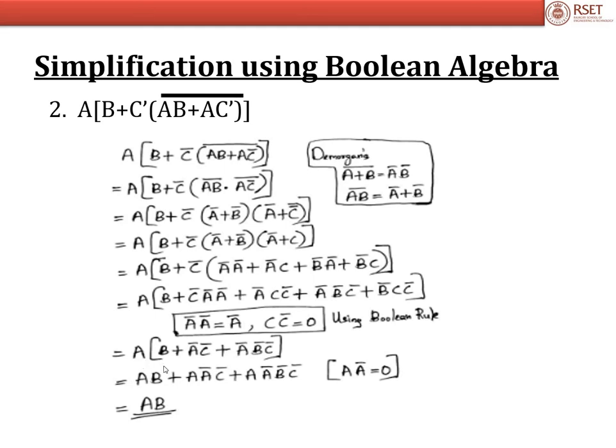Again multiplying with a, you will get ab plus a into a bar c bar plus a into a bar b bar c bar. So a into a bar is equal to 0. By applying the rule here, these two terms will get eliminated. So finally you will get ab. So only one product term, that is ab.